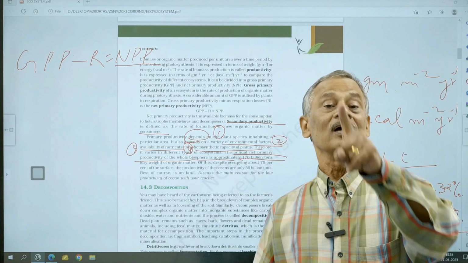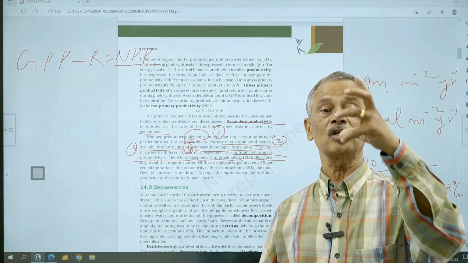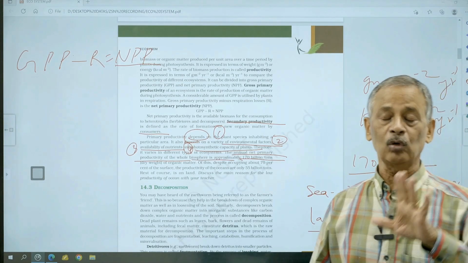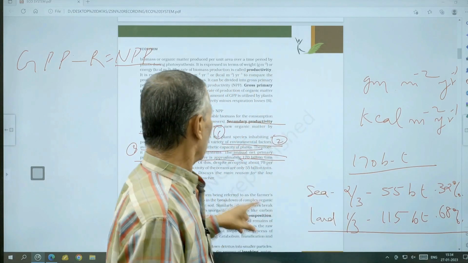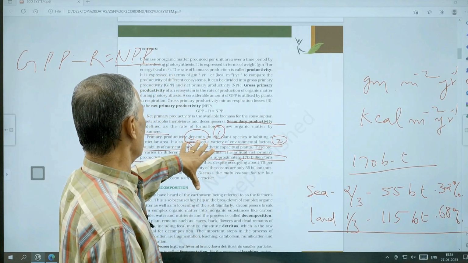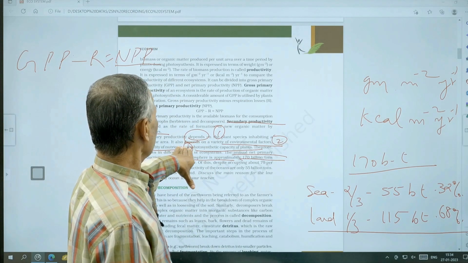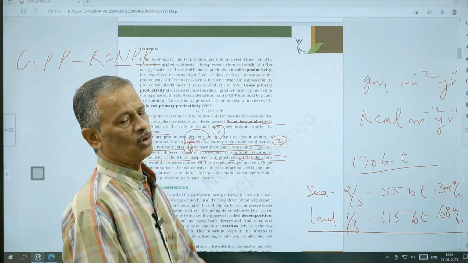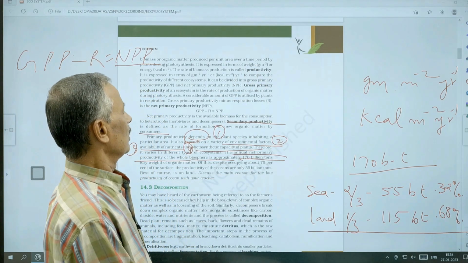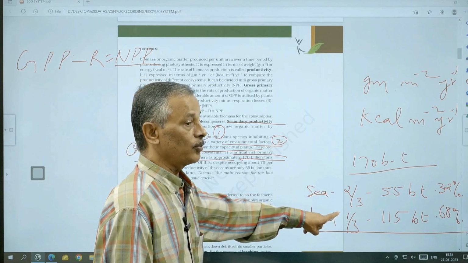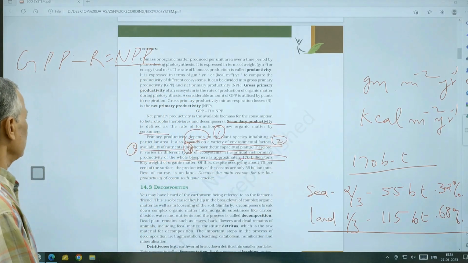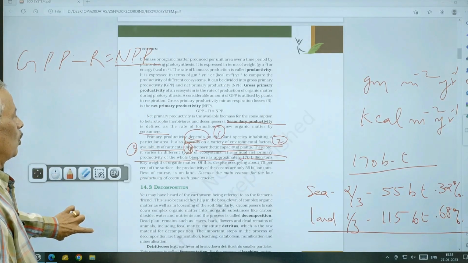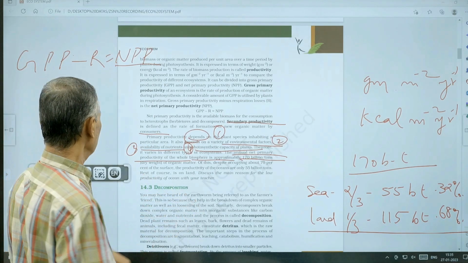Why? Because land has the most advanced types of plants, dicots. Their efficiency is very high. Phototrophic efficiency or photosynthetic efficiency is very high. They are all advanced, nutrients are available in plenty, and they have advanced machinery for photosynthesis. Because of these reasons, in land, production is very high, productivity is very high. Now, coming to the second important feature, which is called decomposition. Is it clear up to this level?